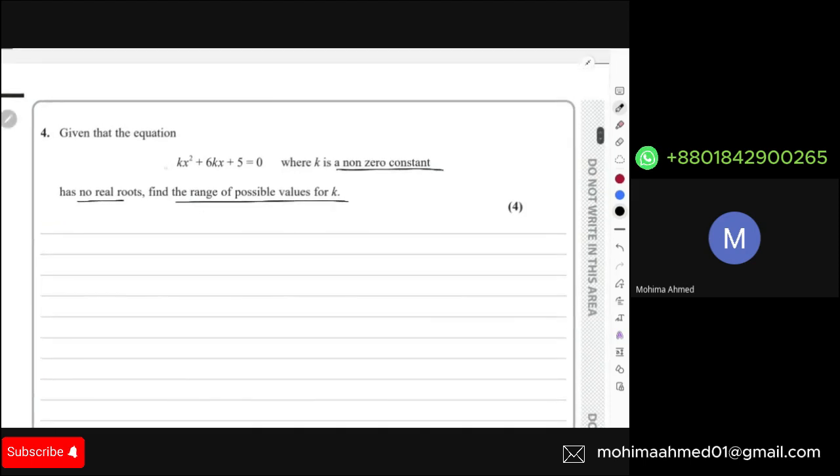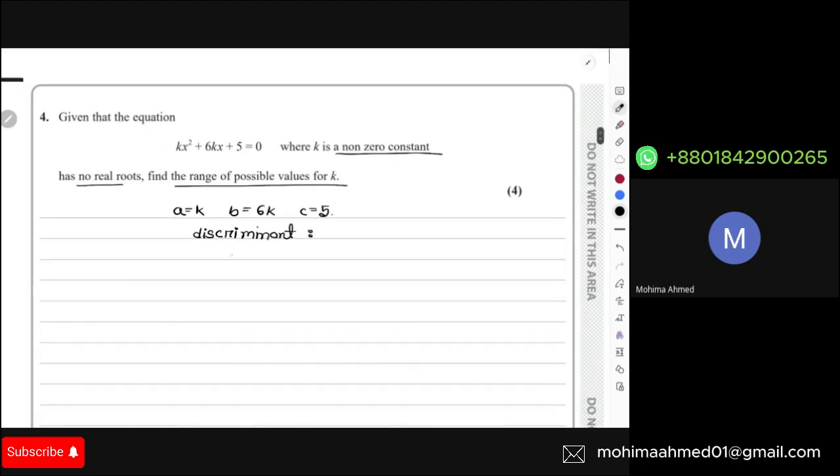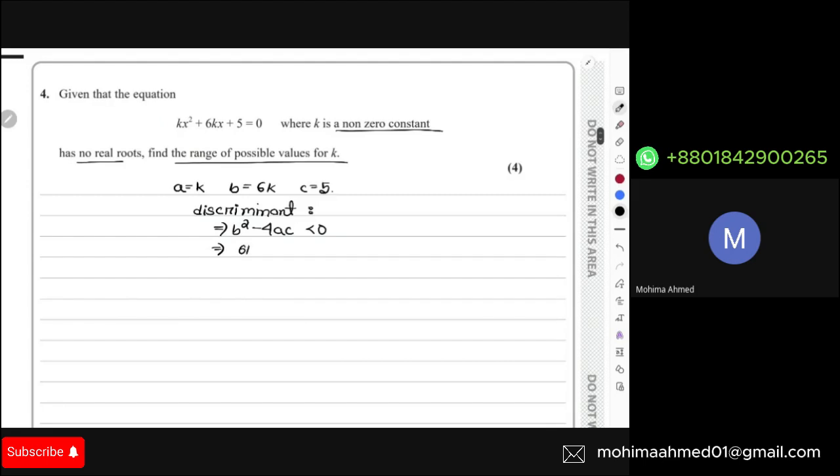From here I can understand that the value for your a is k, b is 6k, and c is 5. So from this, no real roots, we understand that the discriminant is going to be b square minus 4ac less than 0. If this is the case, then b is 6k whole square minus 4 times 5k less than 0. So you have 36k square minus 20k less than 0.